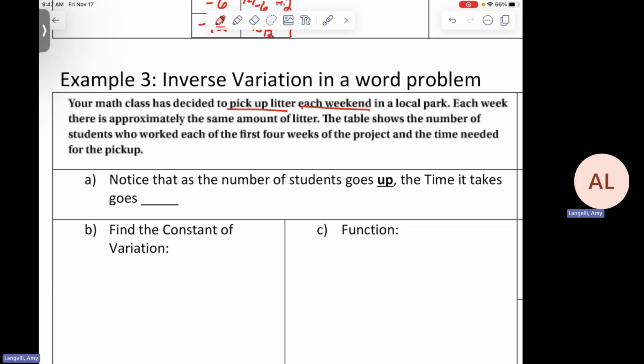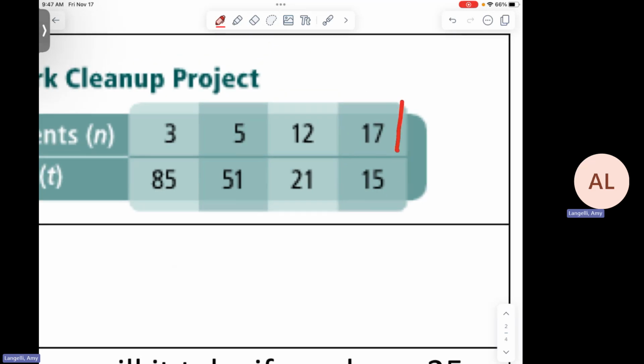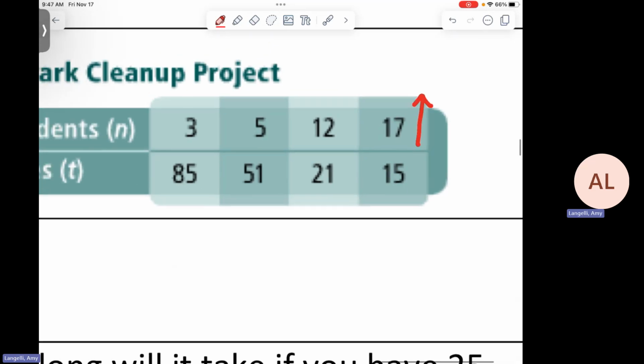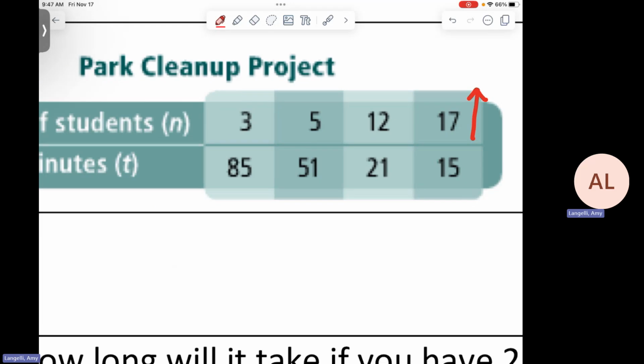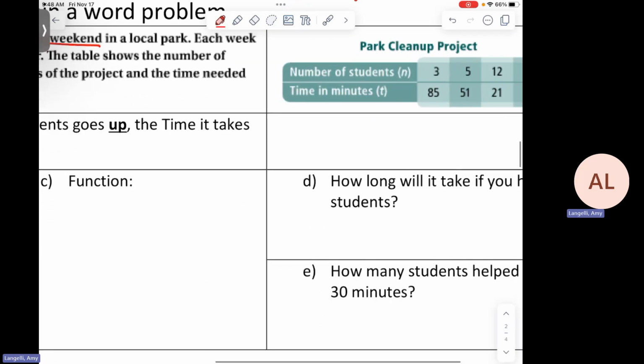The table shows the number of students who came for the first 4 weeks and the time needed. So I can see that as the number of students increased, what do you guys notice happened to the time that it took? Yeah. That's another neat way to see that something's inverse variation, because as one goes up, the other goes down. It's not like a diagonal line. So that's one way to tell that something's inverse. If you see something going up and something going down, that's a nice way to tell that it's inverse. And like the more people that help, the easier the work becomes.